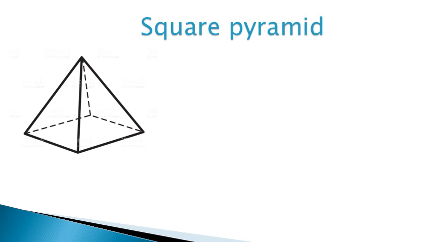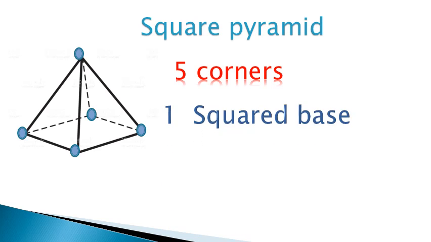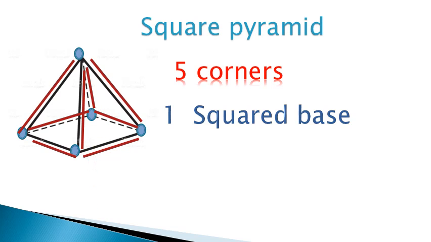Okay, now let's know the properties of the square pyramid. At first, how many corners does the square pyramid have? Let's count. 1, 2, 3, 4, 5. It has 5 corners. Okay, and it has one square base. And let's count how many edges it has. One, two, three, four, five, six, seven, eight. It has eight edges. Okay.